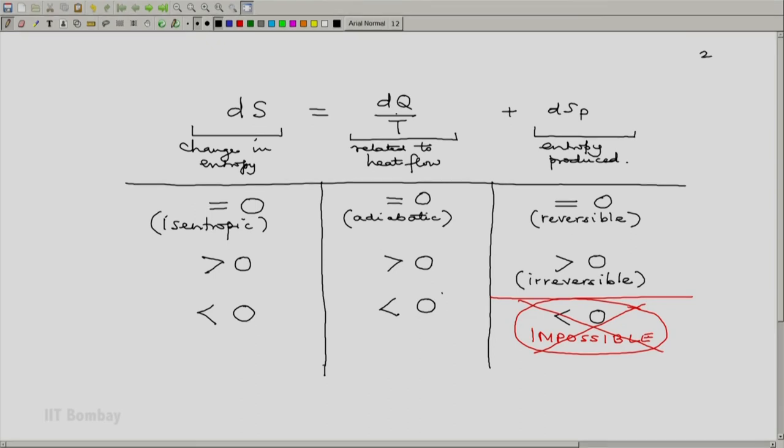However, going back to our relation, dS is related to dq plus dS_p. So, if you decide to make any two of these three terms 0, the third will have to be 0. For example, if you make dS 0 and dq 0, dS_p has to be 0. If you make dq 0 and dS_p also 0, that means dS also is 0. So, what does it mean? Although these three are independent characteristics, if you decide that you have two of them, then the third automatically comes. So, if you have a process which is isentropic and adiabatic, it will be reversible. You have no choice. Similarly, if a process is isentropic and reversible, it has to be adiabatic. There is no choice. And a process which is adiabatic and reversible must be isentropic, there is no choice.